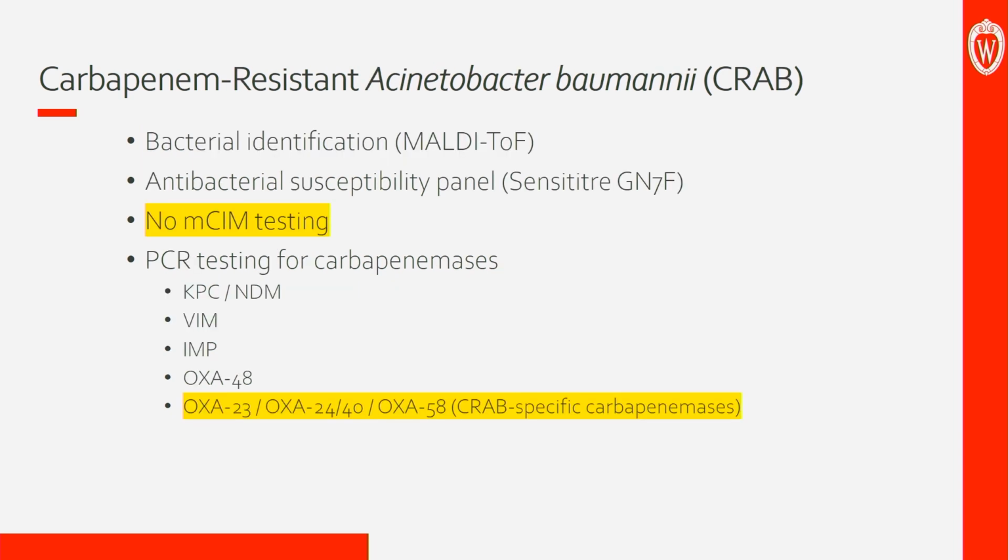For carbapenem-resistant Acinetobacter baumannii, we do the bacterial identification and same susceptibility panel, but we can't do mCIM testing. It just doesn't work with Acinetobacter. We do the PCR testing on all of the isolates. We look for the same 5 genes, and then in addition, we have a panel of 3 different carbapenemase types, OXA-23-like, OXA-24/40-like, and OXA-58-like. These carbapenemases are kind of specific to CRAB. They don't really show up anywhere else. And most of our Acinetobacter is positive with one of these carbapenemases.